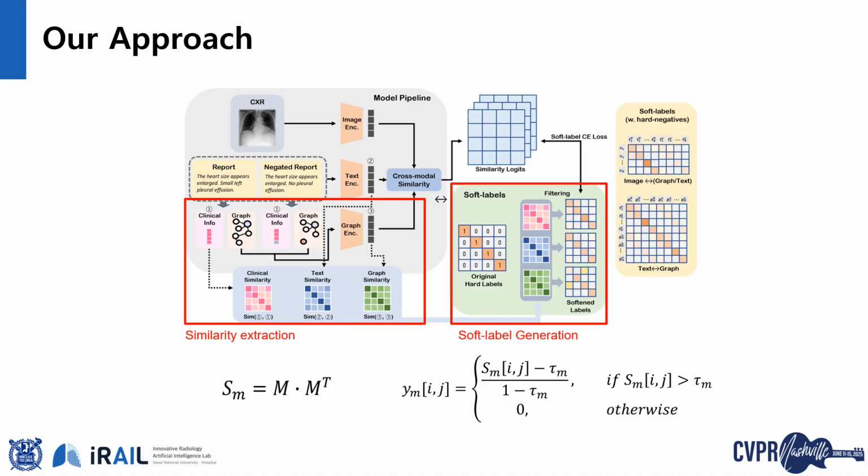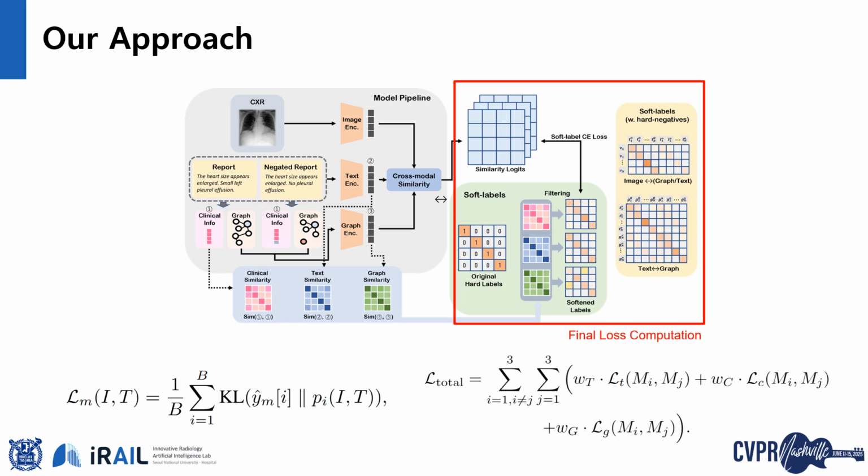To generate sub-labels, we align the graph encoder with the text encoder and compute similarities between report pairs. We then threshold these similarities so only clinically meaningful matches are used as sub-labels. Finally, we use these sub-labels in the KL loss instead of standard cross-entropy. This encourages the model to match the full similarity distribution, not just single targets, helping it capture subtle and strong clinical similarities.